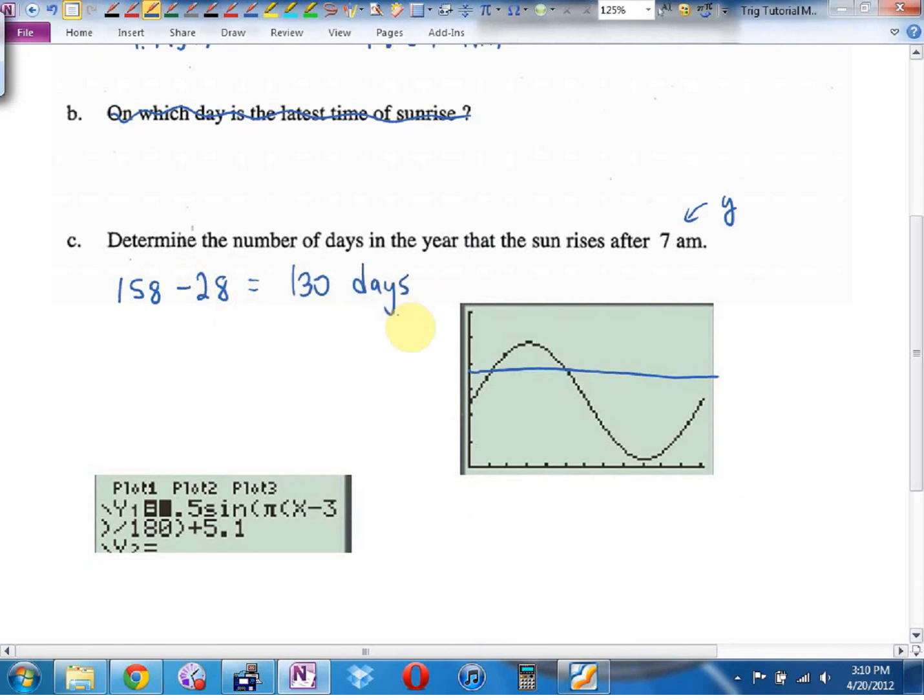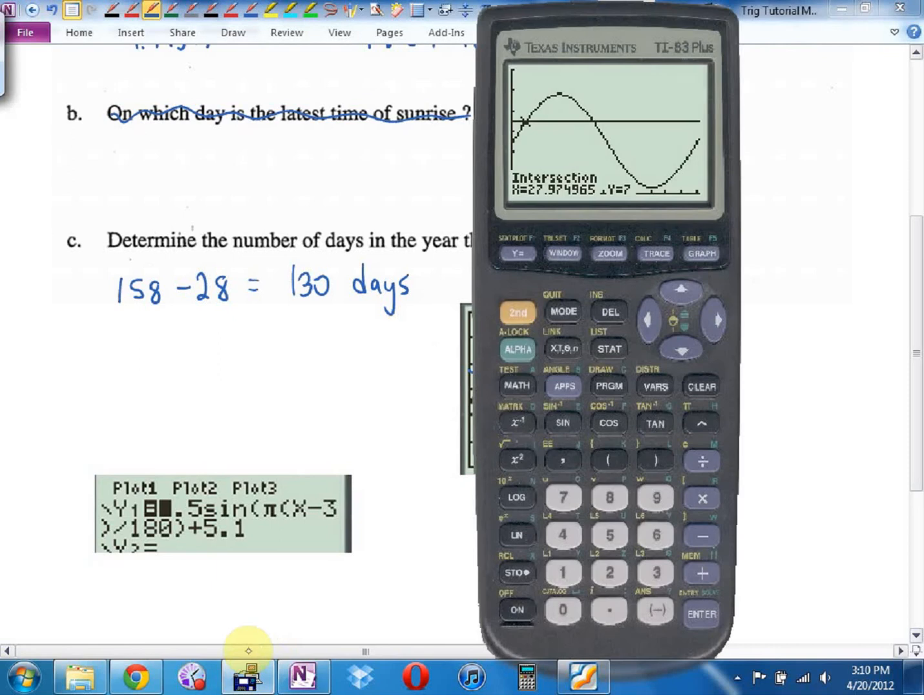130 days. I'd probably also accept 129 days because it all depends on how you round off. The fact that I got 27.9, I said, oh boy, is that 28 days or is that 27 days? Would I round up or would I round? I went to 28 days.